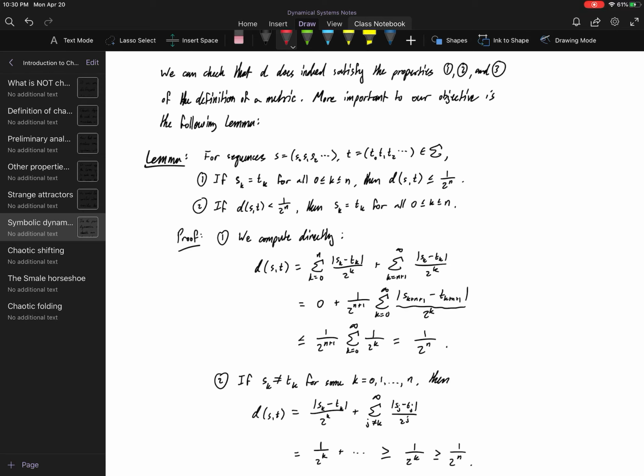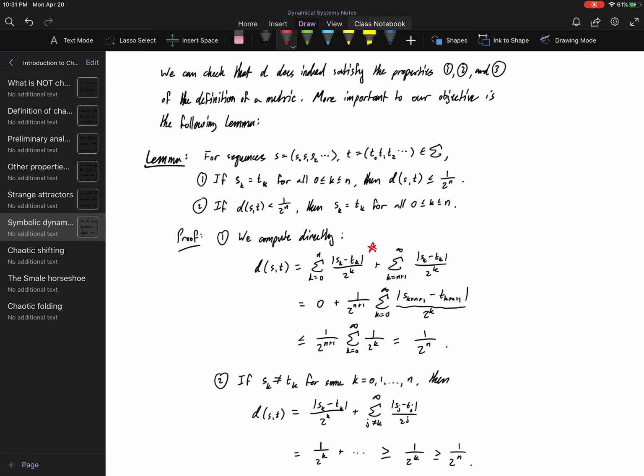So, as our first lemma, we need to establish that there's something interesting that can be said about sequences that are no more than a certain distance apart. The first part of this lemma says that if your two sequences agree on the first n terms, or technically n plus 1 terms, then the distance between those two sequences in sigma is no greater than 1 over 2 to the n. That part we can actually see very quickly.